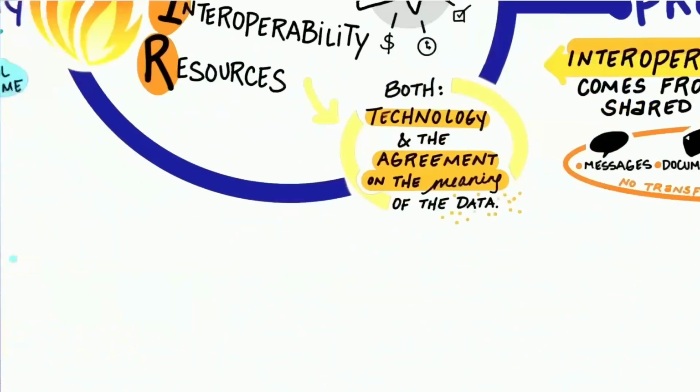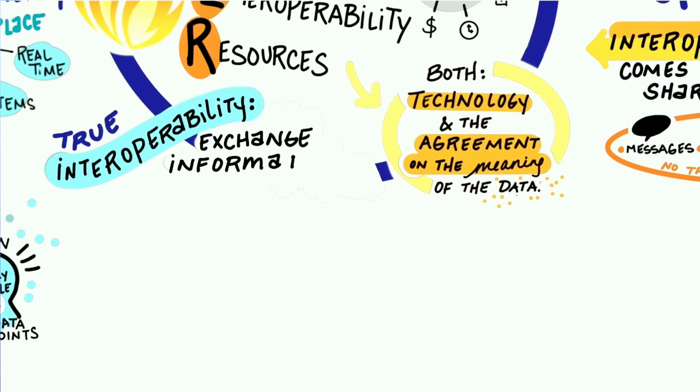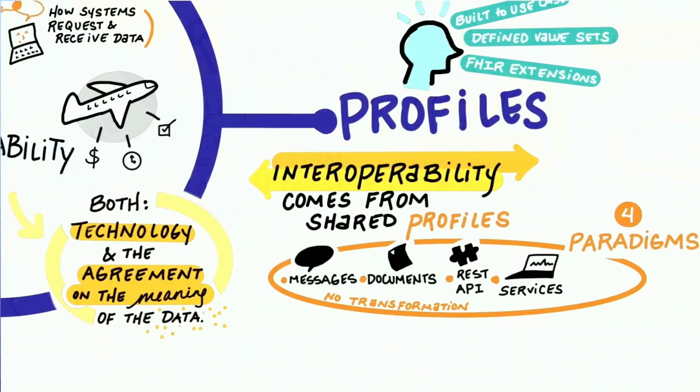It is said that true interoperability is when we exchange data and we mean the same thing. But it's not us that needs to mean the same thing. It's our systems that need to mean the same thing, and that's where it gets complicated. So let me give you an analogy for that.